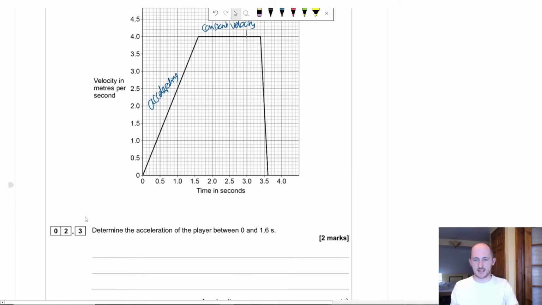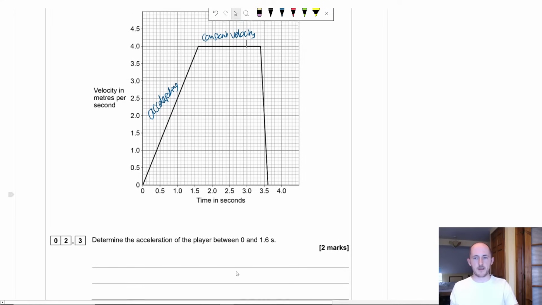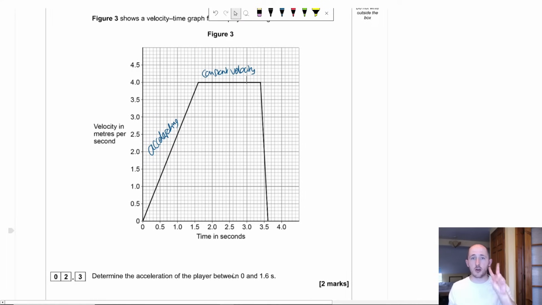But anyways, to determine the acceleration of the player. So, with a velocity time graph, there's two things they can ask you to work out. Acceleration and distance traveled. The distance traveled is velocity times time, isn't it? It's the area under the graph. The acceleration is velocity divided by time. So it's the gradient of the line. So all you need to do is mark off these 2 points.